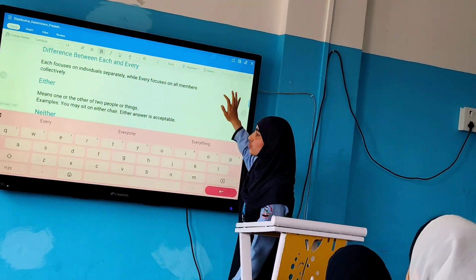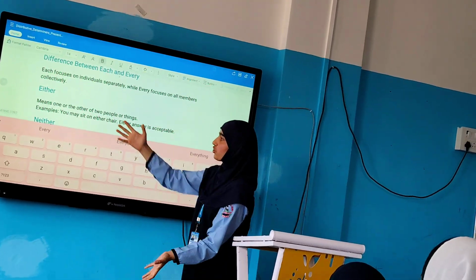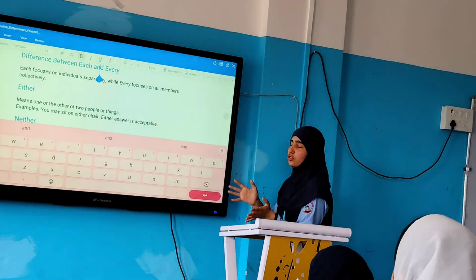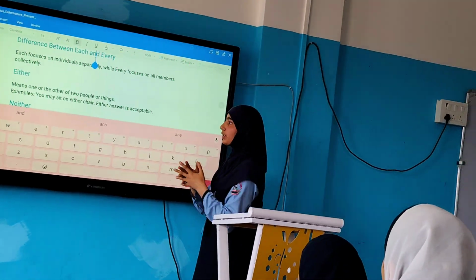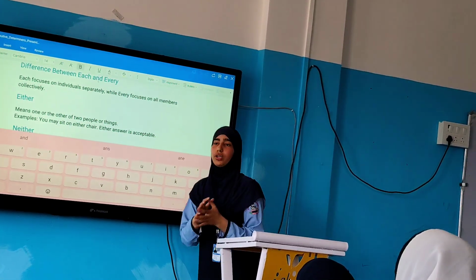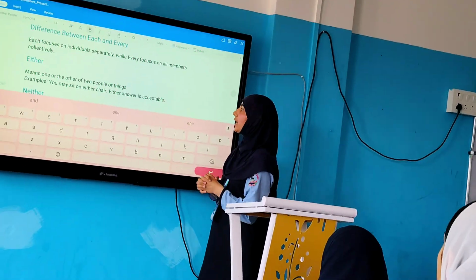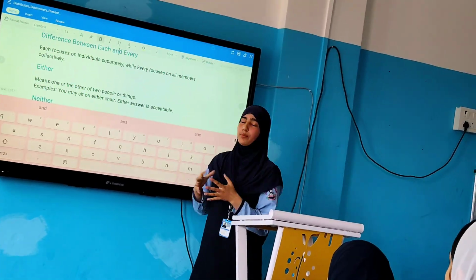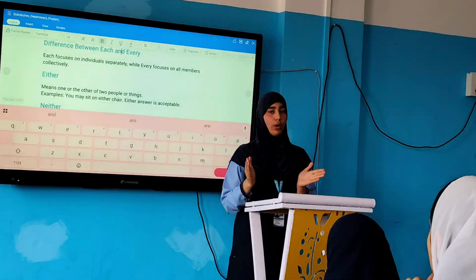Here we can read about the difference between each and every. There's not a major difference, they are somewhat similar, but the major difference is that each focuses on the individual separately, while every focuses on all members collectively, but it also considers them one by one.